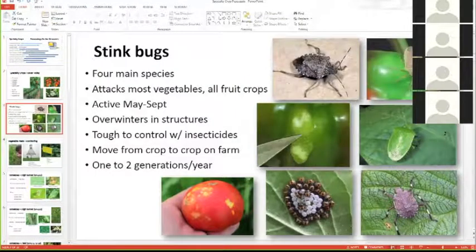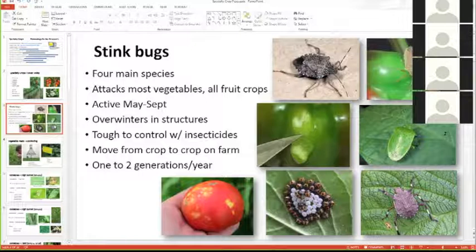One of the first groups of pests I want to mention are stink bugs, because stink bugs really attack all of these. They attack most of our vegetable crops, all of our fruit crops. They're very serious. They're active from May through September. Some of these overwinter in structures. They're tough to control with insecticides.